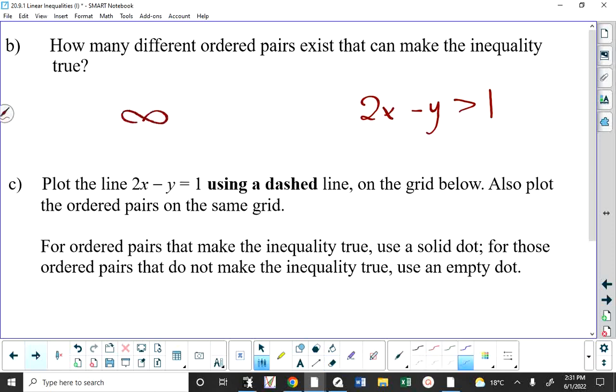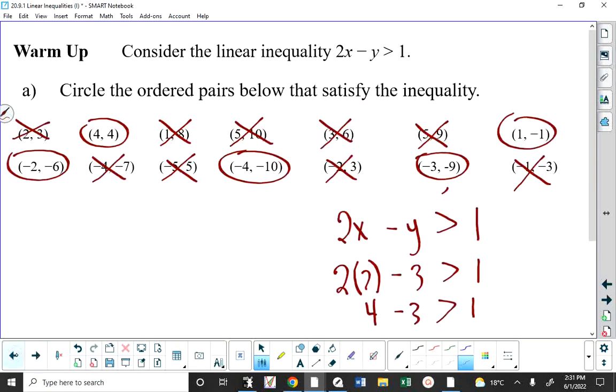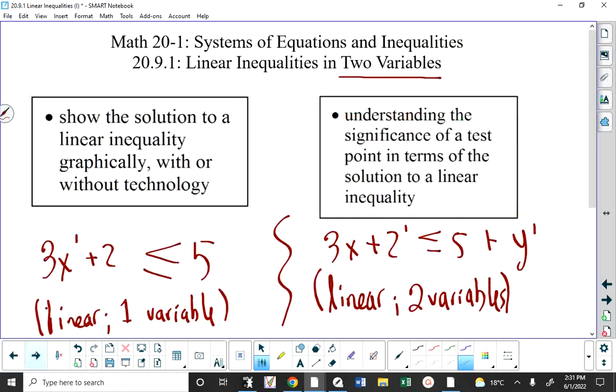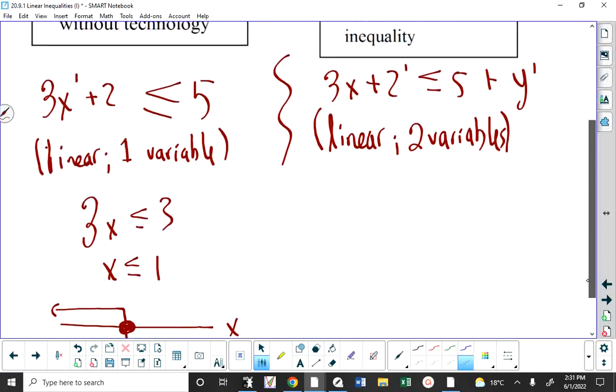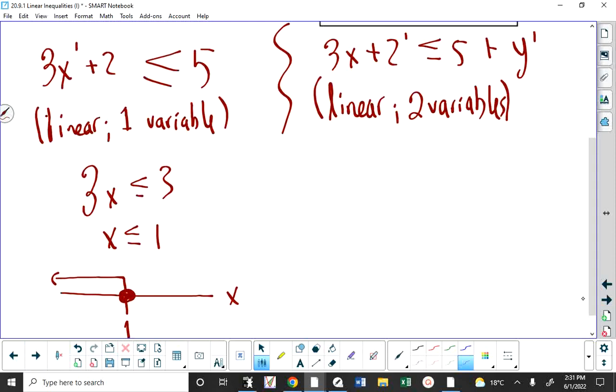So an infinite number of solutions. By the way, if I go back to where we started with my discussion of a linear inequality with one variable, this inequality on the left-hand side of your screen has an infinite number of solutions as well. And that's what this arrow is telling us. Any number on this number line to the left of 1 or at 1 is a solution. There's an infinite number. And we can draw it graphically, but it's a one-dimensional graph.